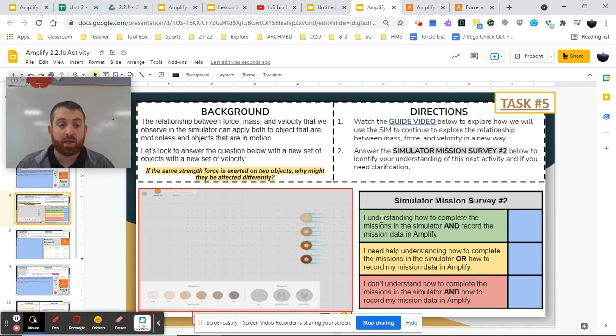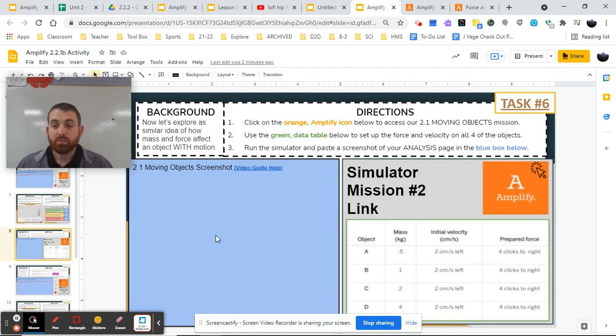What might happen? And our simulator is going to focus on that question, and our video is going to look to address the same things as before. How do we set up this new mission in the simulator, and how do we record our data? So, as always, as we go through this, put your X where you fall in the survey, and let's go ahead and get into how to complete this.